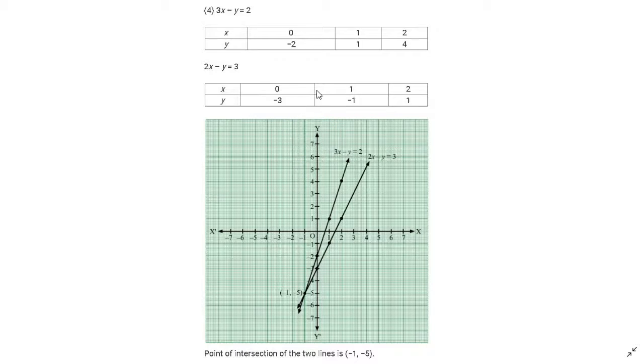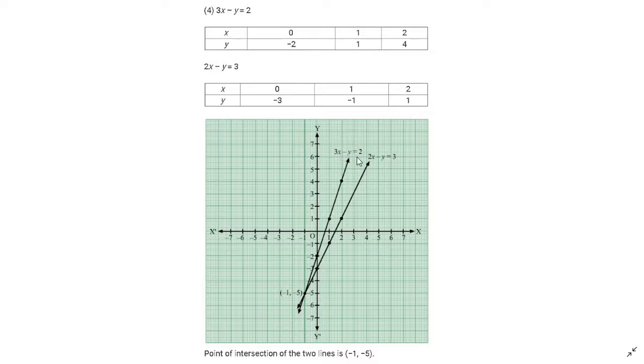We have shown you how to draw this table, and then we have to plot the points on the graph paper. These are the points we have got: 0, minus 2. Where is 0, minus 2? This is the first point. 1, comma 1. This is 1, comma 1. So draw these. Then 2, comma 4. This is the first line.